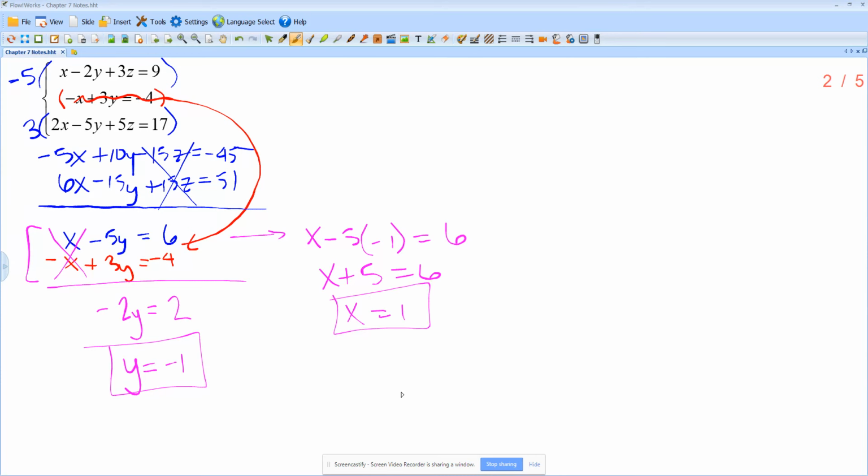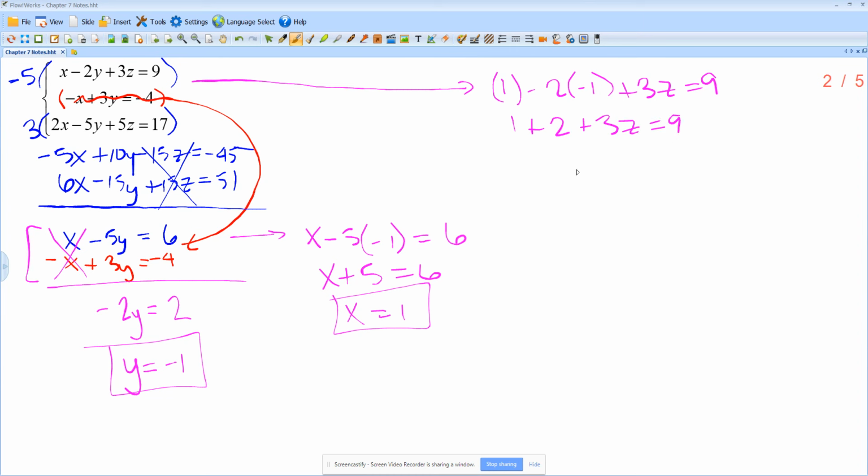Now I have both x and y, so I can pick either of these blue equations to substitute into. It doesn't matter which one. I will pick the top one for convenience. I get x, which is 1, minus 2 times y, which is -1, plus 3z equals 9. So 1 plus 2 plus 3z equals 9. So 3z equals 6. So z equals 2. Again, writing the coordinate in alphabetical order: 1, -1, 2.